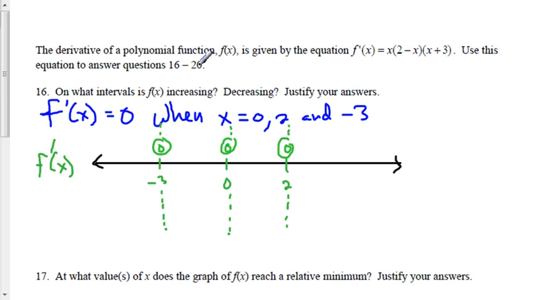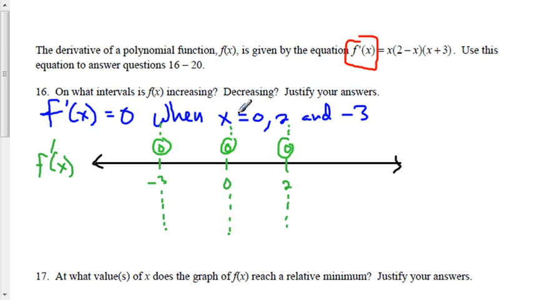So the first thing they have: the derivative of a polynomial function f of x is given by the equation. They've already taken the derivative for us, and it's written in factored form. On what intervals is f of x increasing, decreasing? Justify your answers. Well, the first thing I need to do is find out where the critical values are. Let's find out where the derivative equals 0.